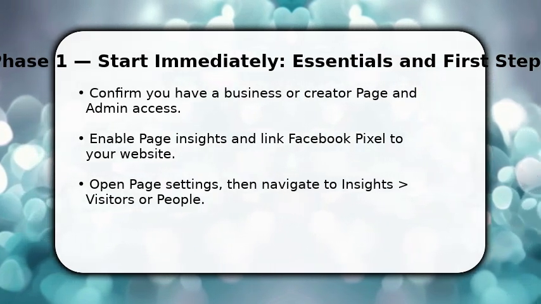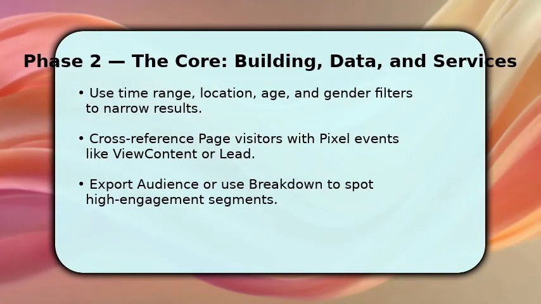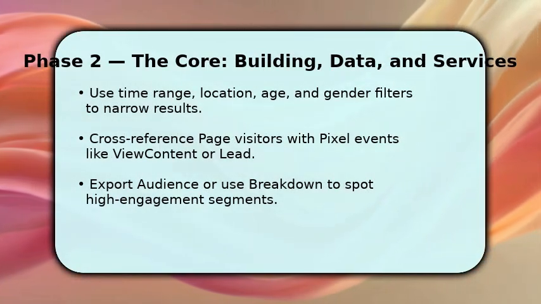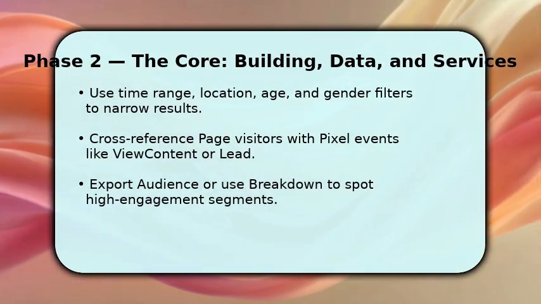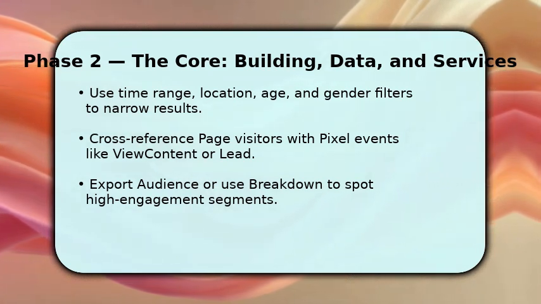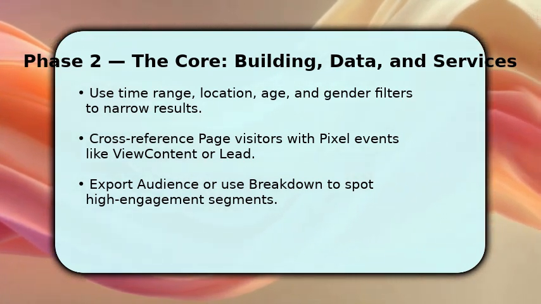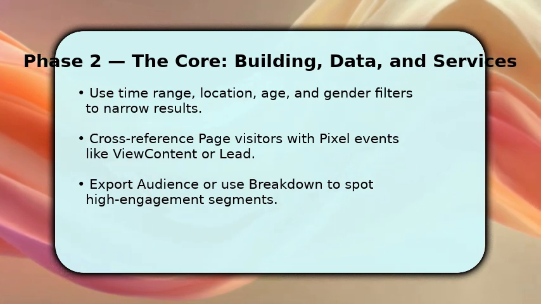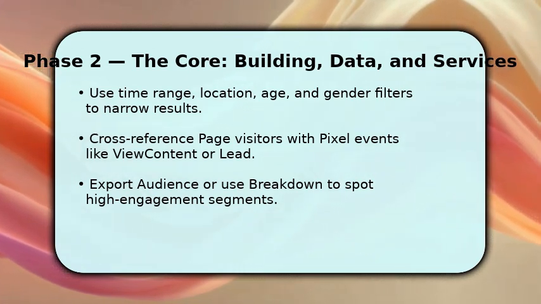Now you drill down, apply location, age, and gender filters to reveal who's visiting. Use Breakdown to compare organic versus paid traffic and identify spikes by day or hour. If you linked Pixel, match Page Insights with Pixel Events, view content, add to cart, lead, to detect intent.